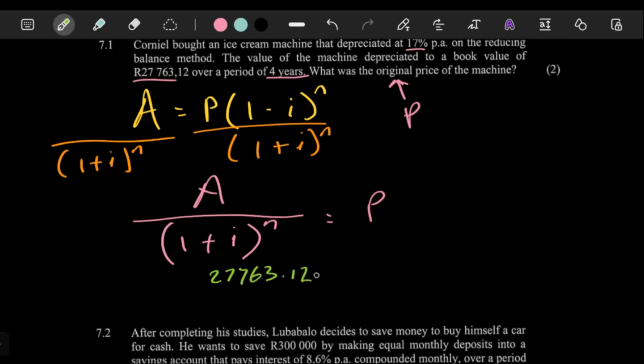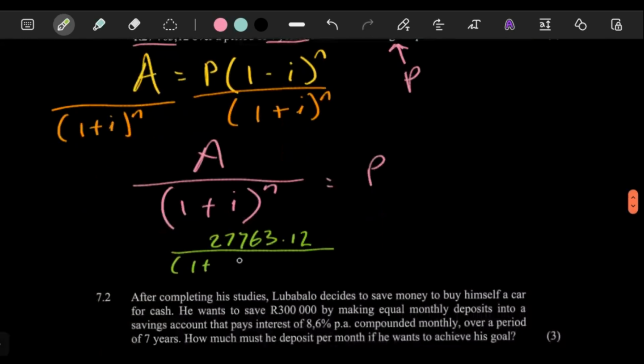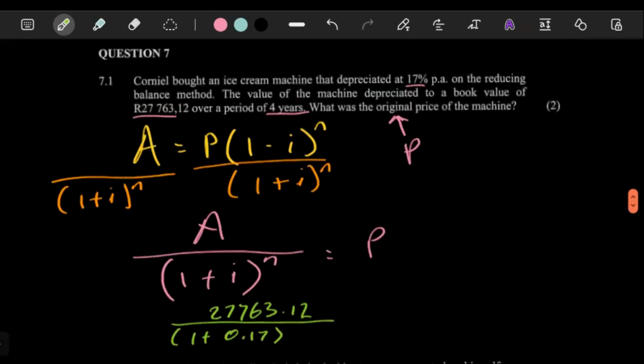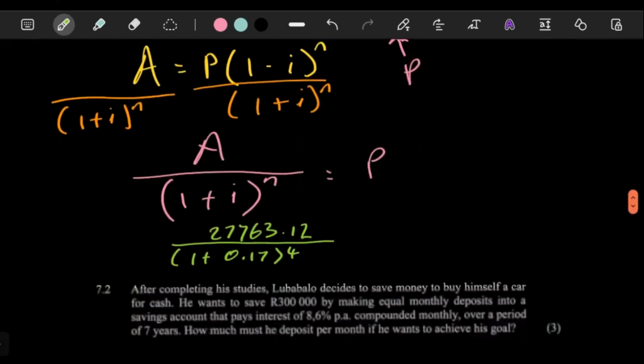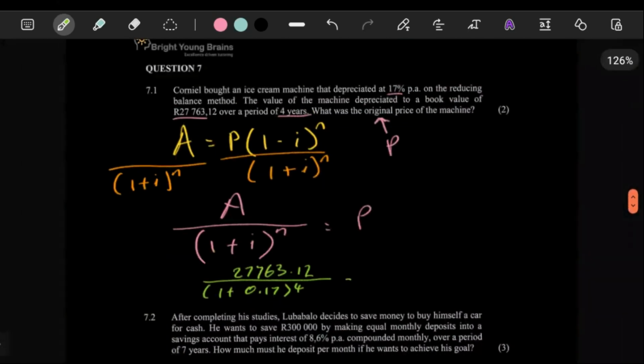0.12. And then, let's see, interest. What is interest now? Interest 17% per annum, right? So here you can even just say 0.17 because divided by 100, that's what you're gonna have. Or you can just say 17%. Just don't forget the symbol. So because it's over a period of 4 years, they didn't say anything about compound monthly, so it says per annum. So put a 4 there.